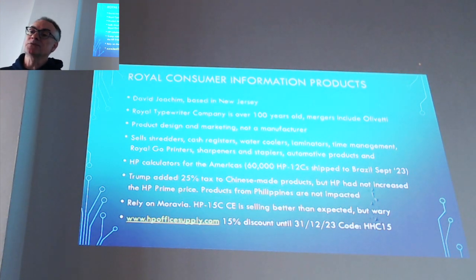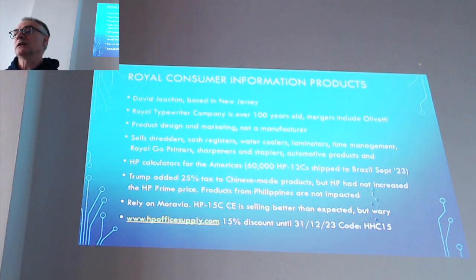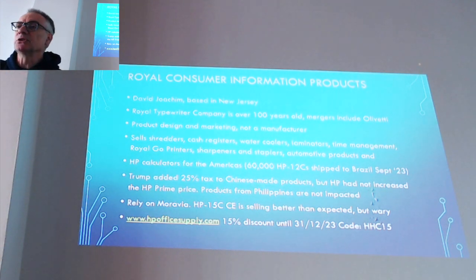He did say that the 12C CE is selling better than they expected, but they are wary of committing too many resources to doing anything with it. If you go to hpofficesupply.com, you can get a 15% discount until the end of the year. Quite why you would want to do that, I don't know. Specify HHC 15, and you can get 15% off a shredder or a stapler. Goodness knows what. The general consensus amongst the attendees was that they didn't seem terribly committed to HP calculators.